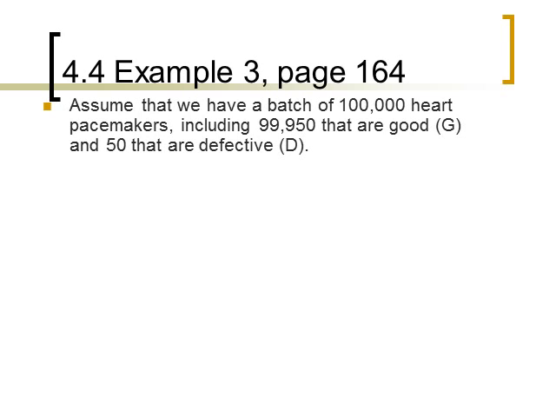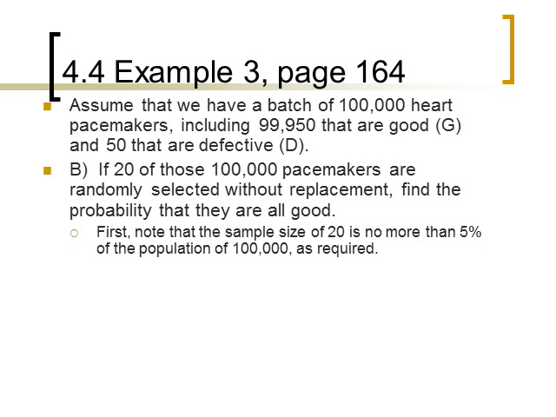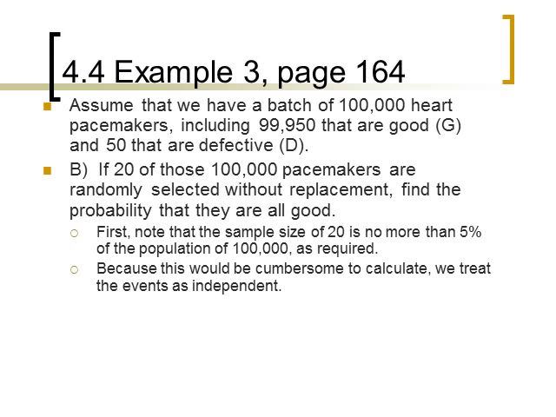Assume that we still have a batch of 100,000 heart pacemakers. 99,950 are good and 50 are defective. Now, if 20 of those 100,000 pacemakers are randomly selected without replacement, find the probability that they are all good. Okay, so let's look at how we would set this up. First, note that the sample size of 20 is no more than 5% of the population of 100,000 as required. Remember, 5% was 5,000. So as long as we're not using any more than 5,000 for our sample, we can use the 5% guideline. But is this calculation cumbersome?